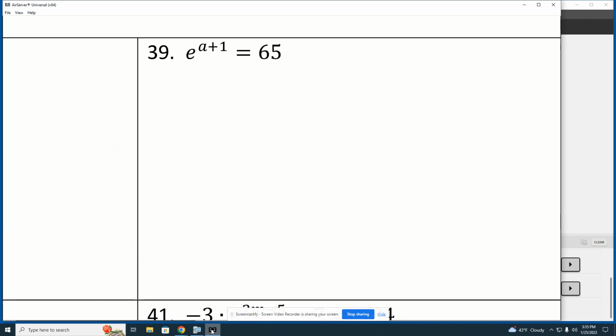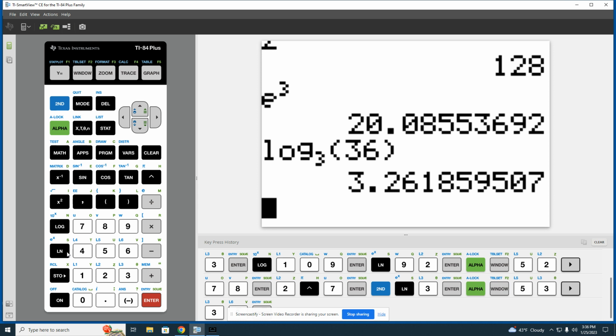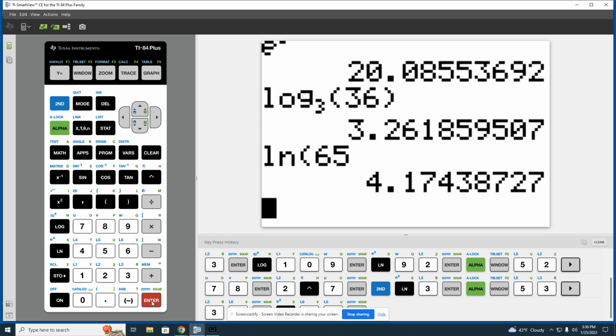Now 39 is pretty easy, because if you look at your exponent and its base, it's already isolated. The only trick to this problem is its base e. So I'm going to use a natural logarithm. Why? Because it's understood base e. So I'm going to do natural log of 65 equals a plus 1. I'm going to use the ln button of 65, and I'm going to get 4.17.